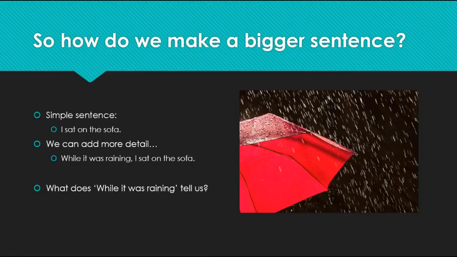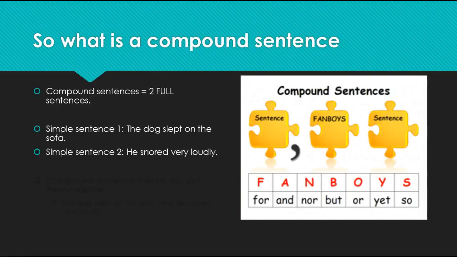Again, what does the phrase while it was raining tell us about the sentence? All it did was tell us more information about the sentence. While it was raining, I sat on the sofa. While it was raining, I played in the park. Okay, it's just giving you more detail about the simple sentence. So again, our mission is how to create a bigger sentence.